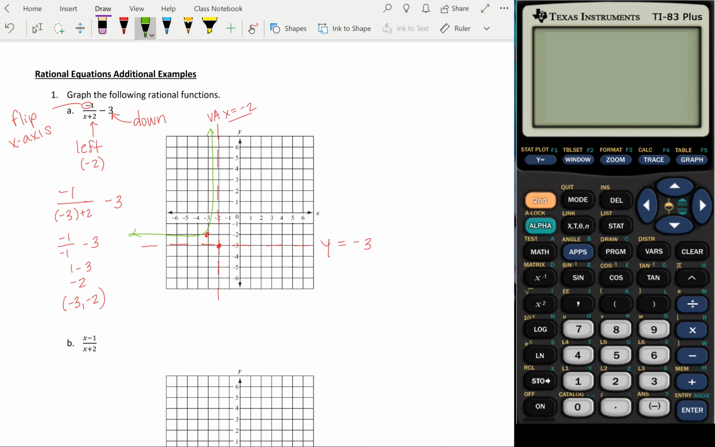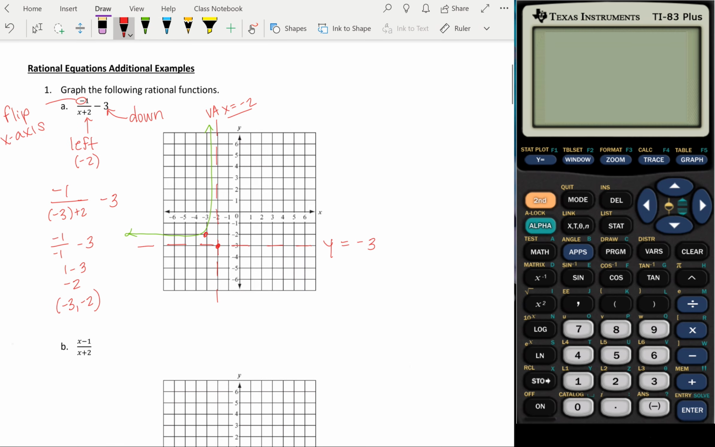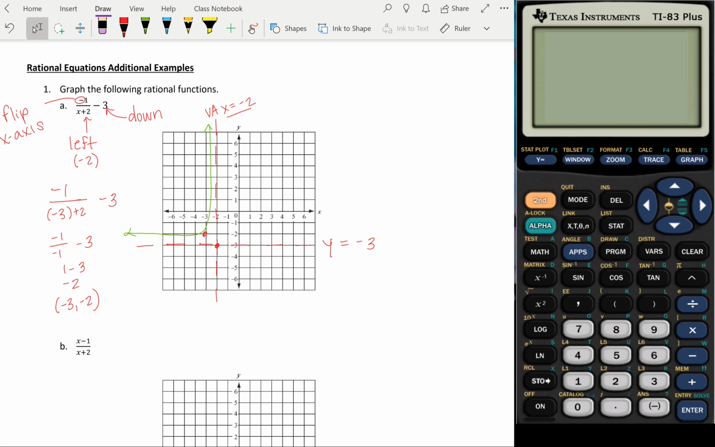Now I'm going to choose a point to the right. I'm going to choose negative 1, so I will plug in negative 1. I'll get negative 1 over negative 1 plus 2, minus 3. Do the math. I get negative 1 over a positive 1, so that's negative 1 minus 3. That gives me a negative 4. So I know I have a point at negative 1, negative 4. That's a point on my graph, so again, I know where it's located. I'm going to draw my lines, and I'm done.